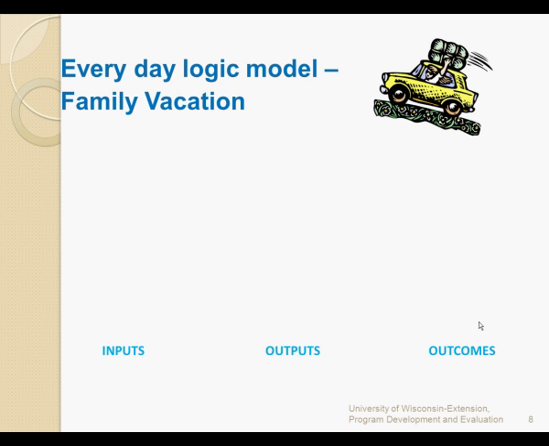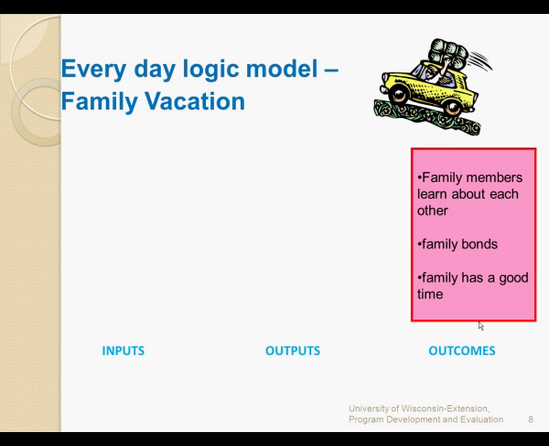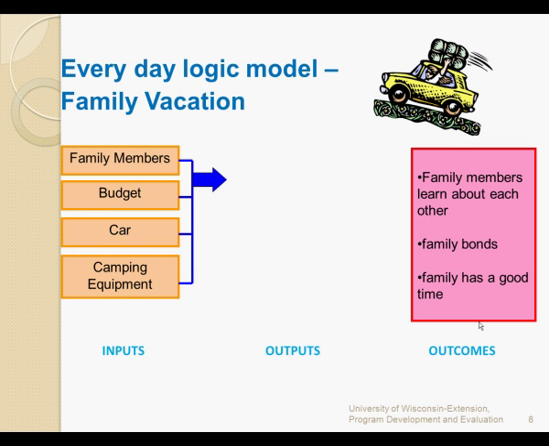Let's do another example, a little bit more complex. Let's say you want to take a family vacation because you want to create family bonds, you want to have a good time, you want to be able to get along for the rest of the year. So you need to have a good fun time sometime during the year. So you decide to go camping. So what are the inputs that you would need to have for a family camping vacation?